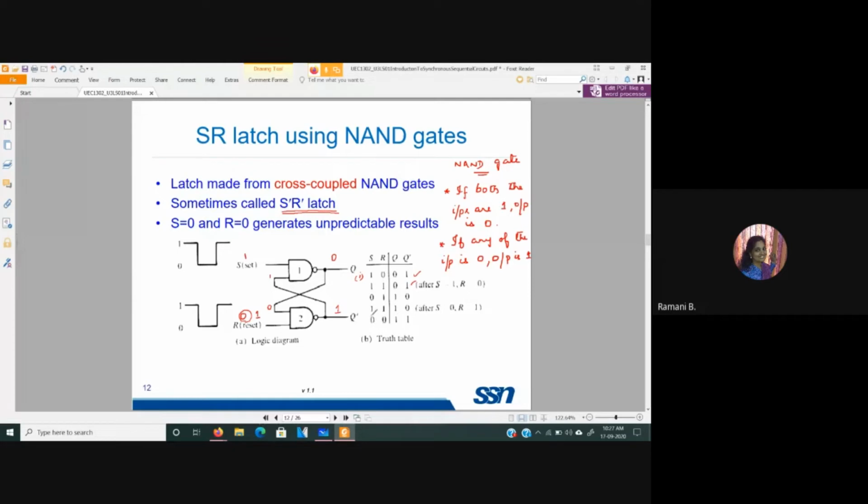Okay. And for 0, 0, as one of the inputs to both the NAND gates is 0, your output is going to be 1. So this will be your forbidden or the indeterminate state. Okay. So the outputs are just the reverse of what we saw with the SR latch using NOR gates. Okay, that you have to remember. That's why this is S bar R bar. You have to complement both of them in order to have the output similar to that of your NOR gate output. That is what the meaning is.